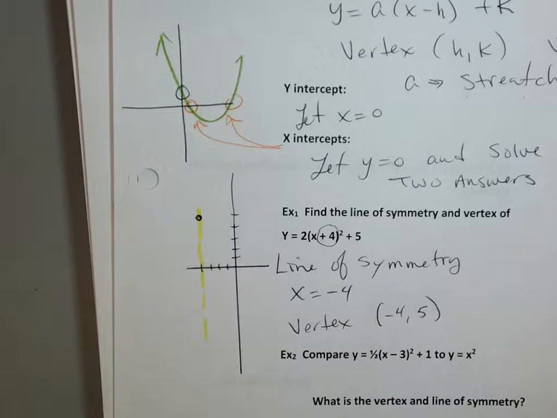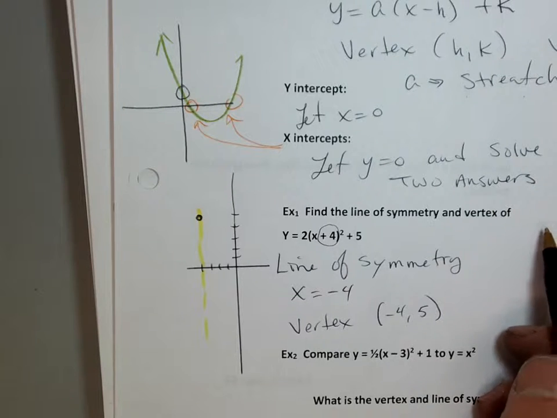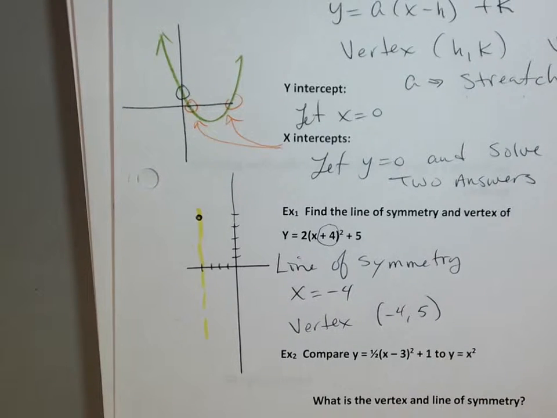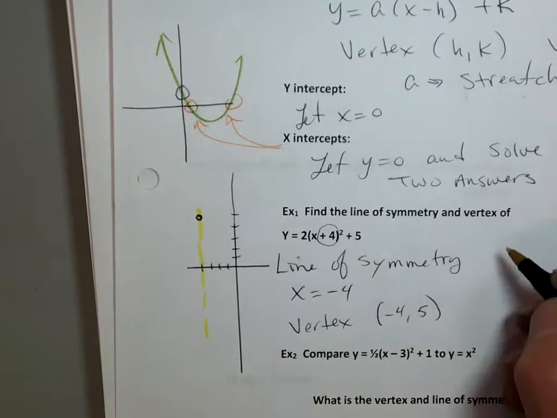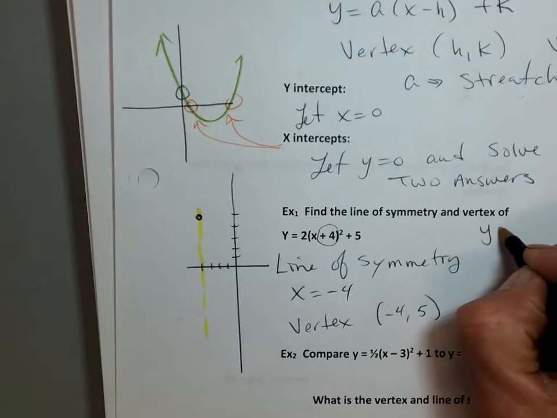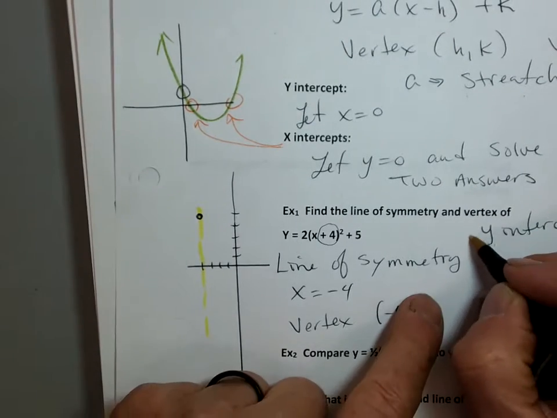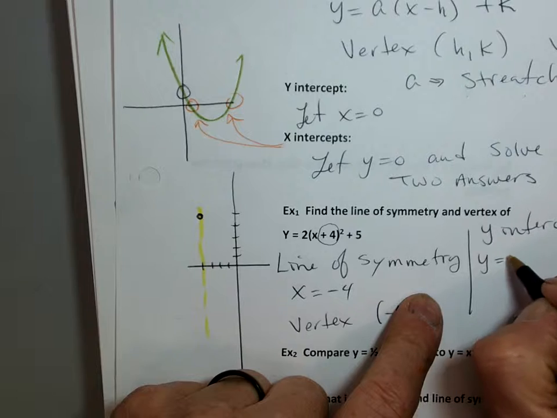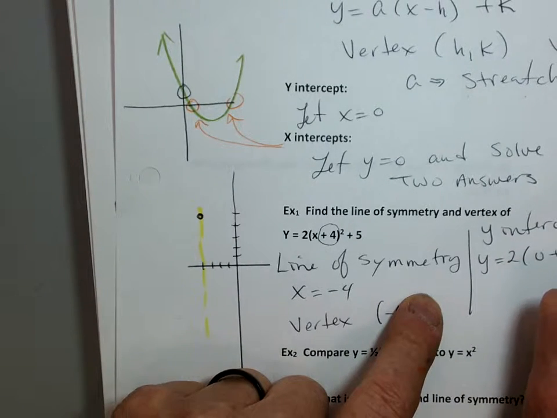Good question. Now, if I wanted to really graph this parabola, it doesn't say it, but I need 3 points. I only have 1. So let's find the y-intercept. It is not 5. So how do I get the y-intercept? You solve when 0 is x. There you go. So let's go y equals 2 times (0 plus 4) squared plus 5.